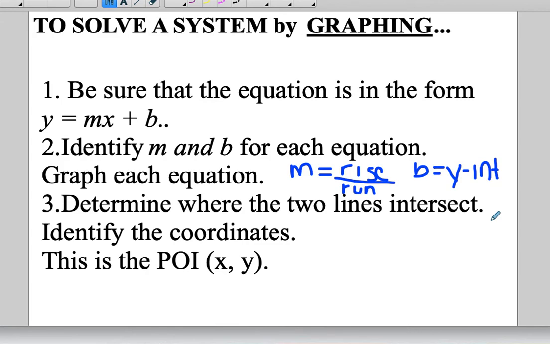Third, you're going to determine where the two lines intersect. That is the solution to the system, and you're going to identify the coordinates. This is the point of intersection (x, y), given as a set of coordinates, x always being first, y always being second, as it is in the alphabet.